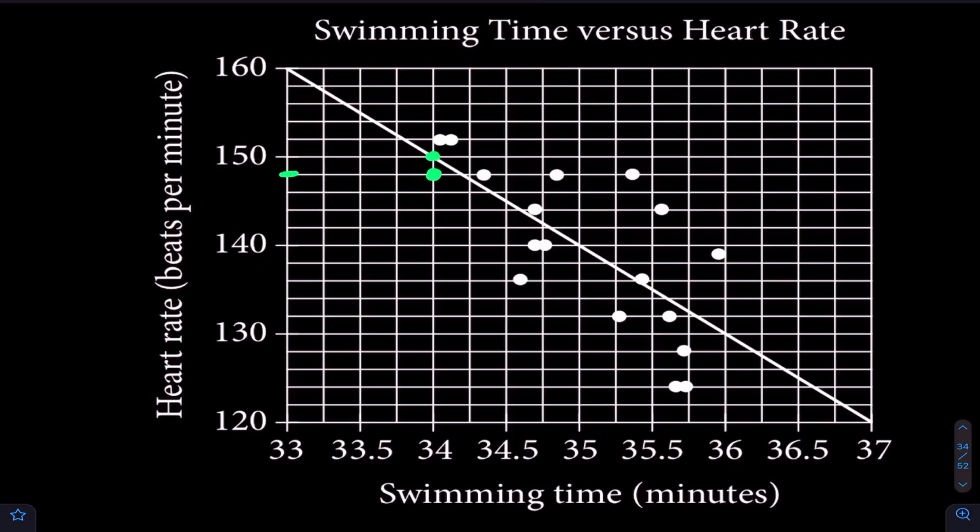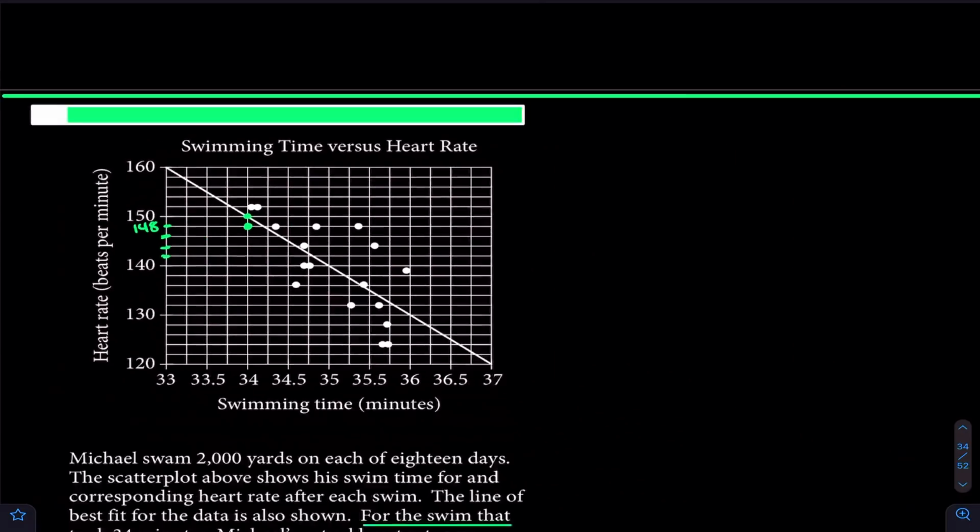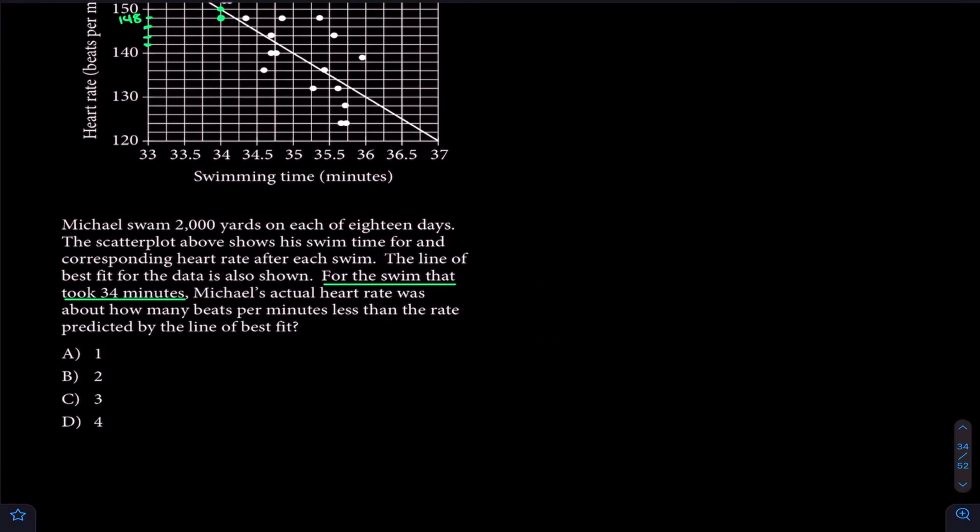Well, what is it at right now? Look at your y-axis. Don't make a silly mistake. These increments are going up by 2s. So we're going like 142, 144, 146, 148, and we're at 148. So we are 2 lower than what the line of best fit would have suggested we would be at. And so B is going to be our answer here.